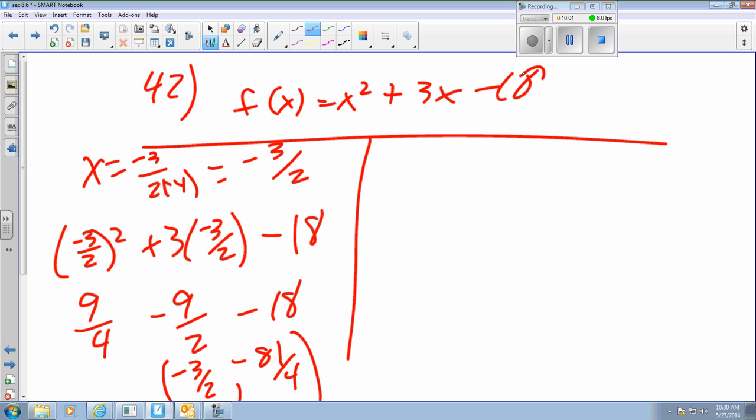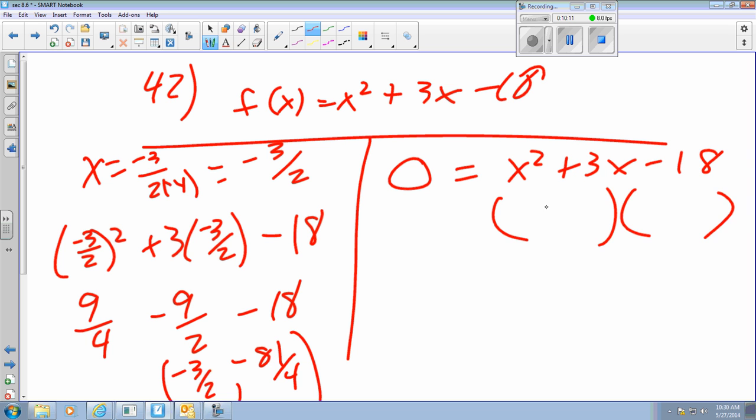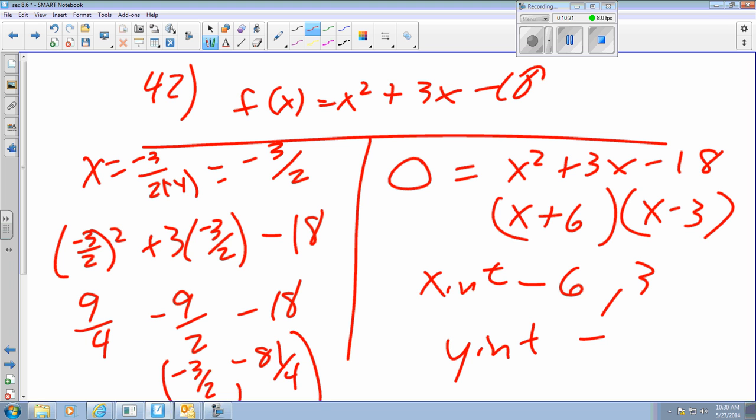And then factoring this, I think I can factor it. X-intercepts happen when y is equal to 0. And that's going to factor into x plus 6 and x minus 3, so I get negative 6 and positive 3 are my x-intercepts. My y-intercept is going to be at negative 18.